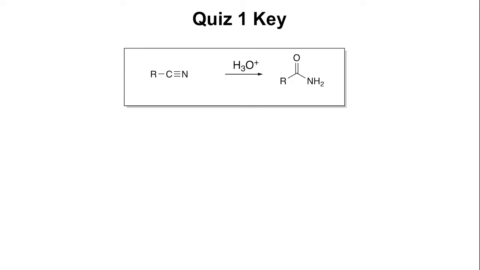If you go back and look at those notes, you'll see that the steps in the mechanism for this problem are going to be almost exactly the same as the mechanism that we did for the acid catalyzed hydrolysis of a triple bond to make a ketone, except now we're going to do it on a nitrile.